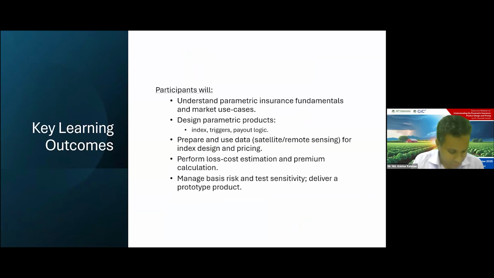So the participants will learn from this training program the fundamentals of product design and pricing. They will be able to understand the data-driven triggers in parametric insurance, explore market demand, distribution, model and signals in parametric insurance pricing, will have a better understanding of the development of prototype parametric products using satellite and remote sensing data, and will be able to apply knowledge in hands-on pricing workshops for loss cost estimation and premium calculations.